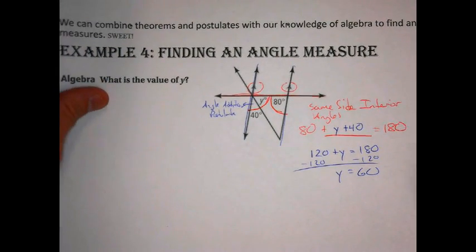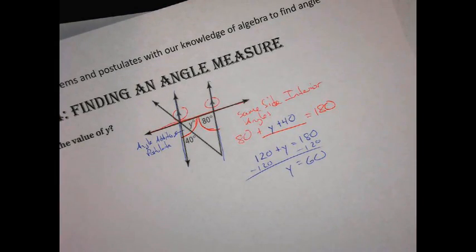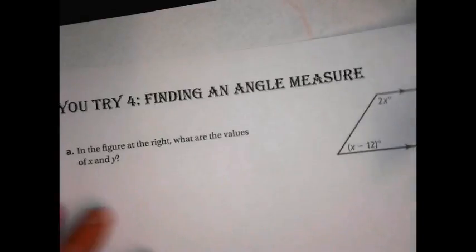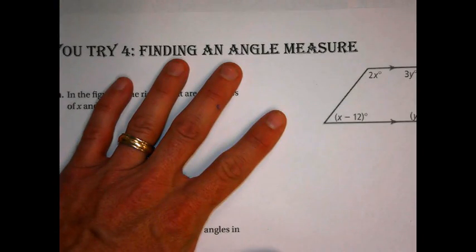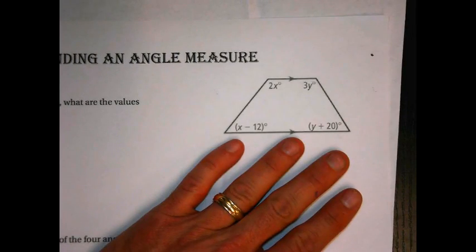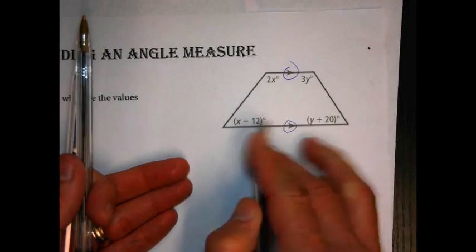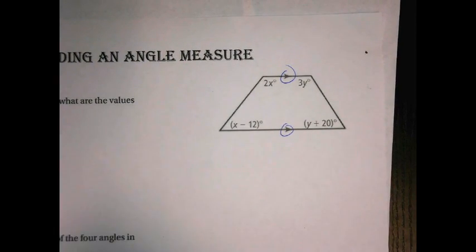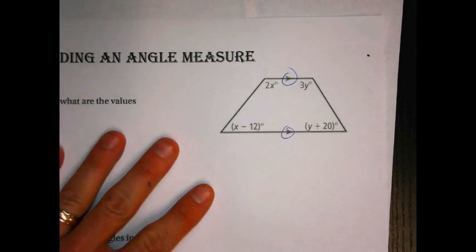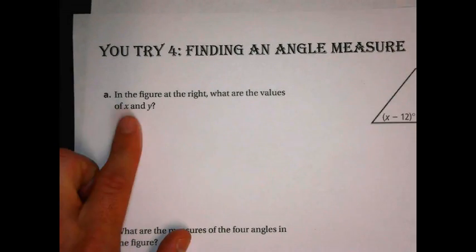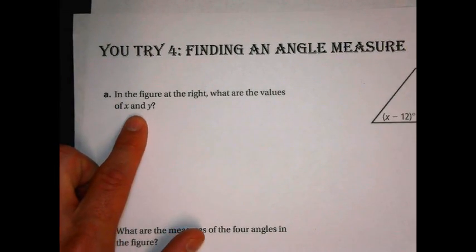Last one, and then we will just do some practice or probably call it a day. So this is a fun one. We're going to find some angle measures. Take a look at this picture. Hopefully you notice this means these two lines are parallel. Yes, it's a trapezoid, but these two lines are parallel. We're going to find the values of x and y.